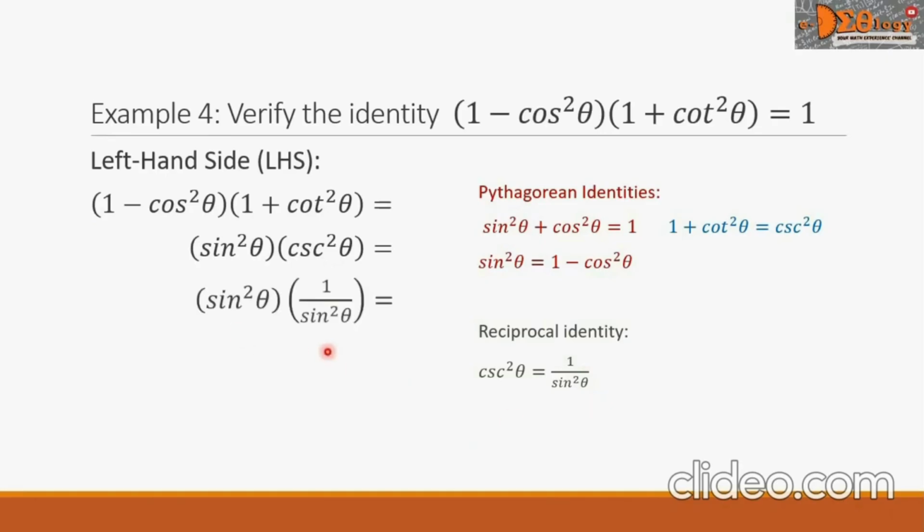So here it is now. The sine square theta is here times 1 over sine square theta. And from here, we can do simple cancellation. That sine square theta is cancelled with the denominator sine square theta. After the cancellation, number 1 comes down. And we can see that this number 1 is equal to the right-hand side of the given problem. So we will be able to show that the left-hand side is equal to the right-hand side. This is our final answer.